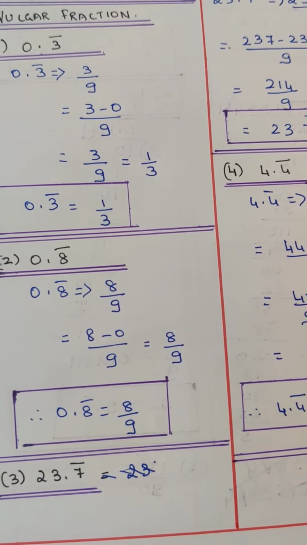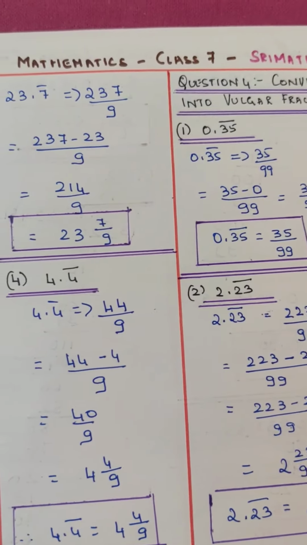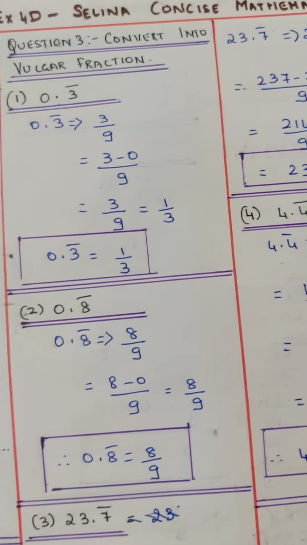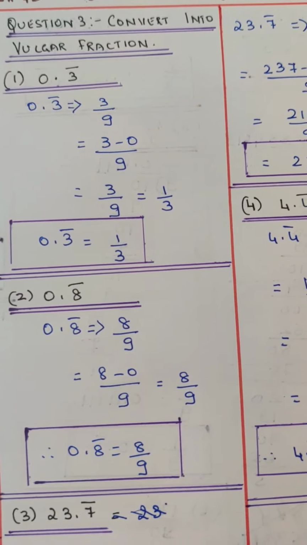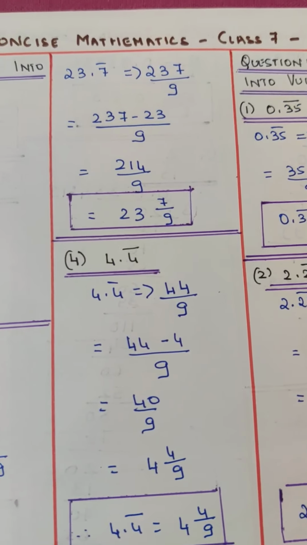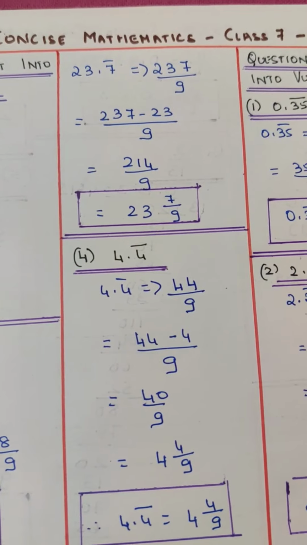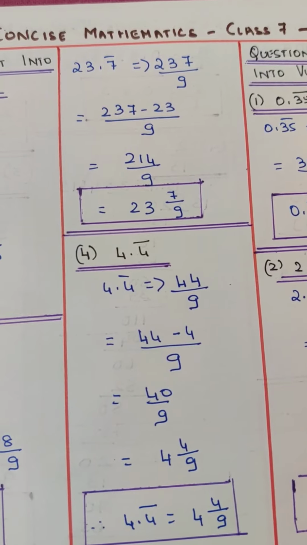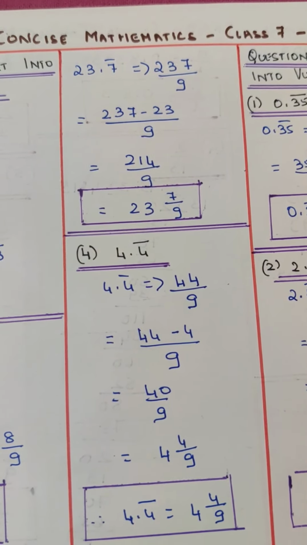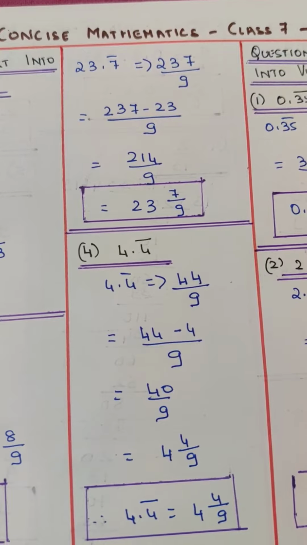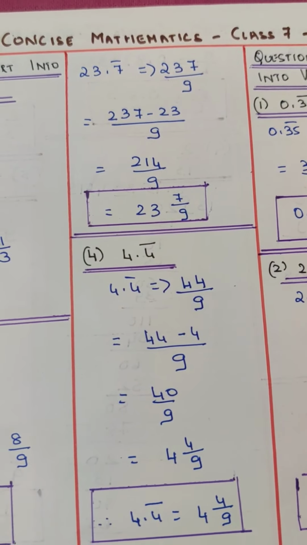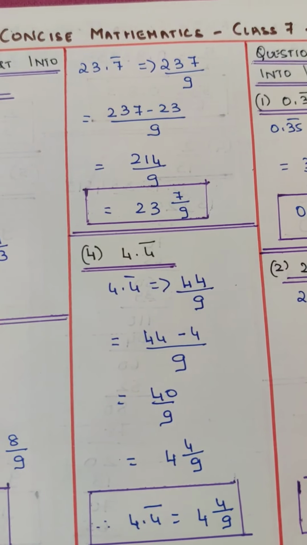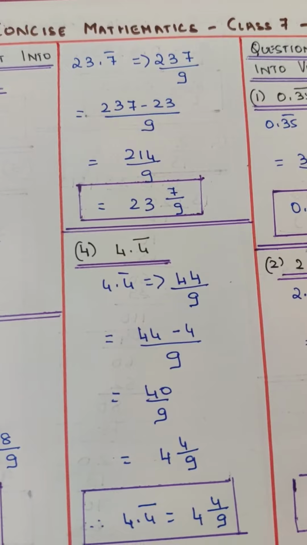Next one, 23.7 bar. Okay, so it becomes 237 because you have to take all the digits. There we were just taking 8 and 3 because before the 3 it was just 0. So you take 237, but the bar is on how many digits? Just one digit. Therefore you take 9. Next step, 237 minus 23. Okay, why 23? Because before the point you have 23. So by 9, that becomes 214 by 9. When you convert into a mixed fraction, you get it as 23 7/9.